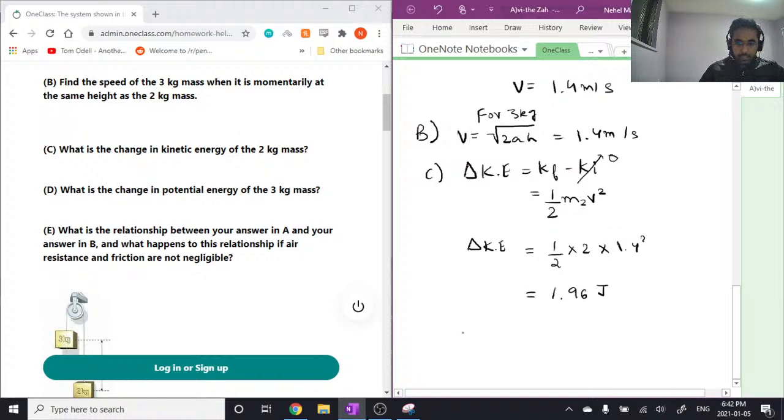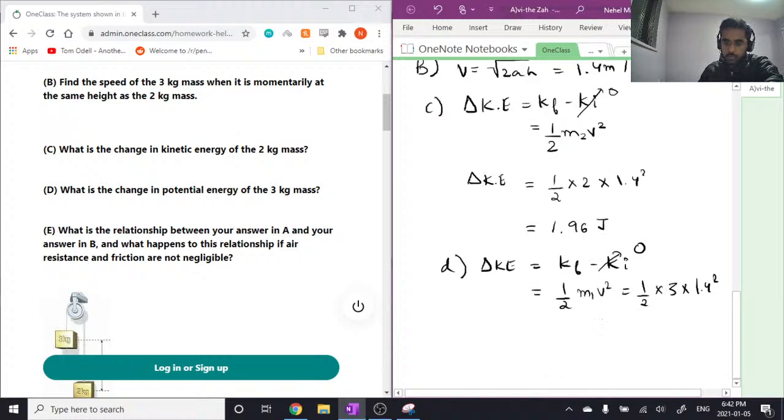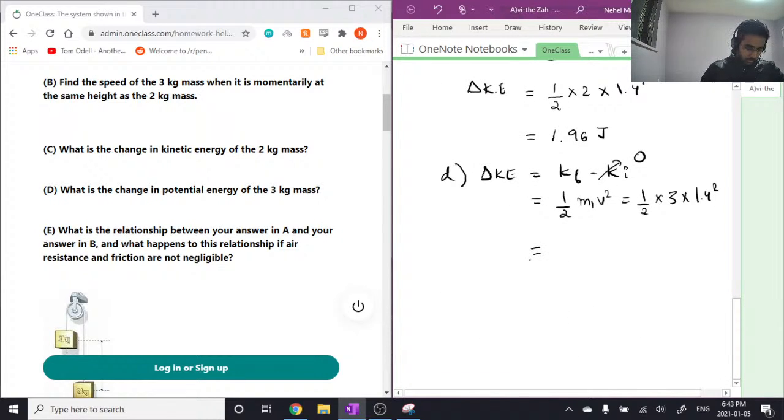And for the next part, what is the change in kinetic energy for the 3 kg mass. So again, delta KE is equal to K final minus K initial. K initial is 0 since the object was at rest, so we would get half m1 v squared, which is half times 3 times 1.4 squared, which is equal to 0.5 times 3 times v squared, v is 1.4, which gives 2.94.